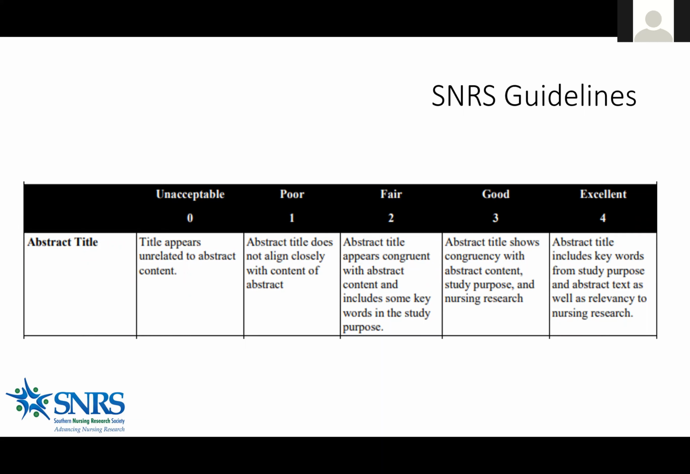An unacceptable abstract title would be unrelated to the abstract content. And so you just want to make sure that whatever your title is, that's not just compelling, but aligns closely with your study purpose.